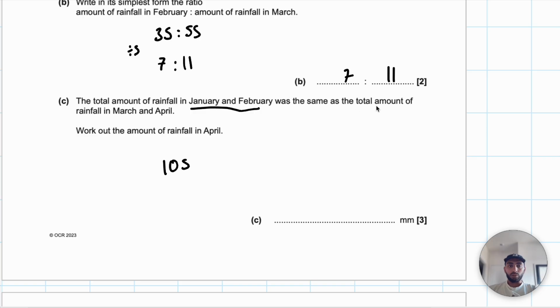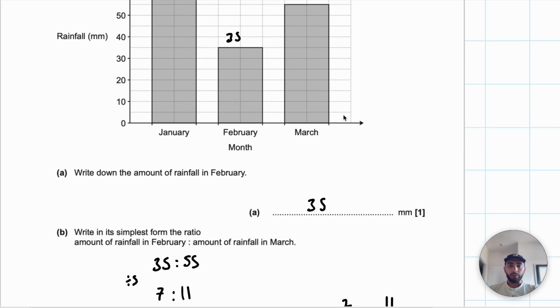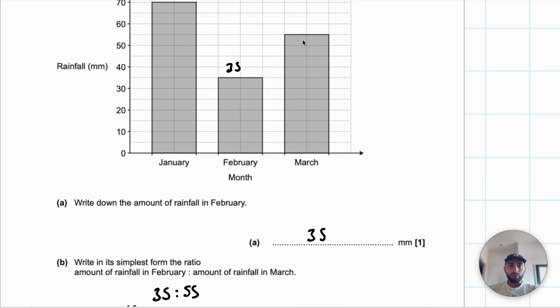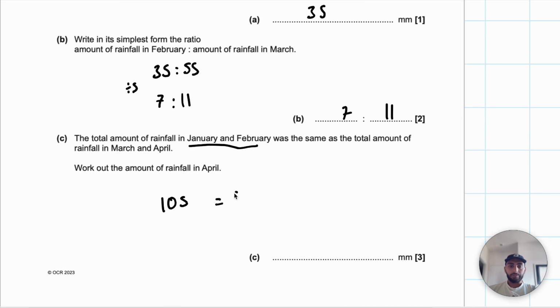Was the same as the total amount of rainfall in March and April. Work out the amount of rainfall in April. How much rain fell in March? That was 55. And April, we don't know, so we're trying to find out what this number is. What number do we add to 55 to get to 105? Let's do 105 take away 55, which will equal to x. That answer would just be 50.